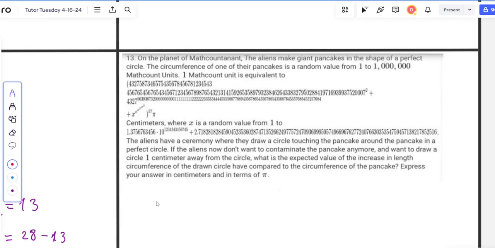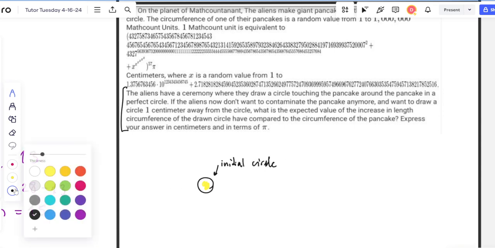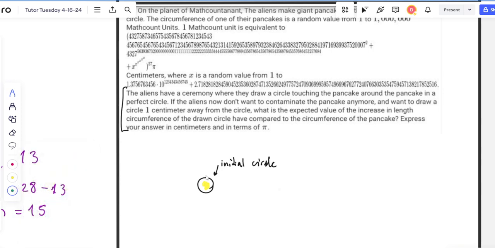We might be able to solve this one. So what it's saying right here is we're drawing a circle around our pancake. Let's do like pancake right here. We have a perfect circle. Let's call this like initial circle. And we want to draw a circle 1 centimeter away from that original circle. That's at least my understanding.